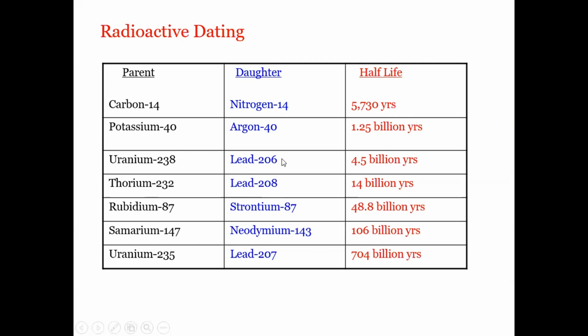5,730 years. The potassium isotope, potassium-40, its daughter argon, and it is 1.25 billion years. 10 to the power 9 is billion. Uranium-238 leading to lead with 4.5 billion years. Thorium leading to lead-208, 14 billion. Rubidium, samarium, uranium, and we can have half-lives as large as 704 billion years.